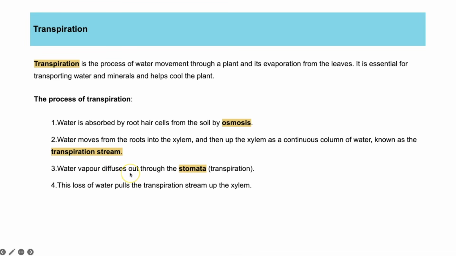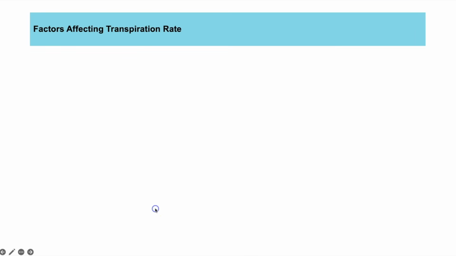When the water reaches the stomata in the leaves, the water will then evaporate, and in the form of water vapour, it diffuses out through the stomata, and that's what we mean by transpiration. That loss of water at the stomata will then pull on that continuous column of water, so you get even more water being pulled up the xylem.